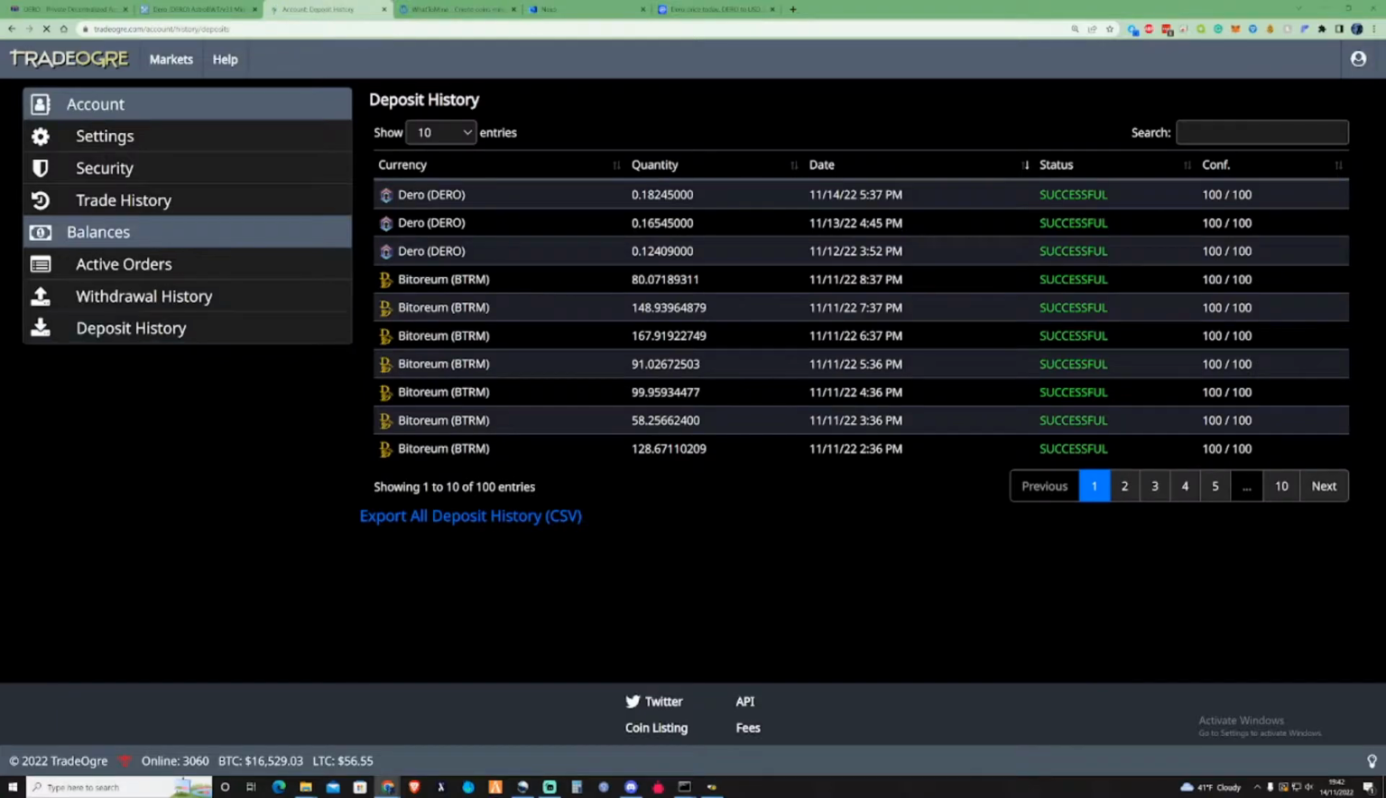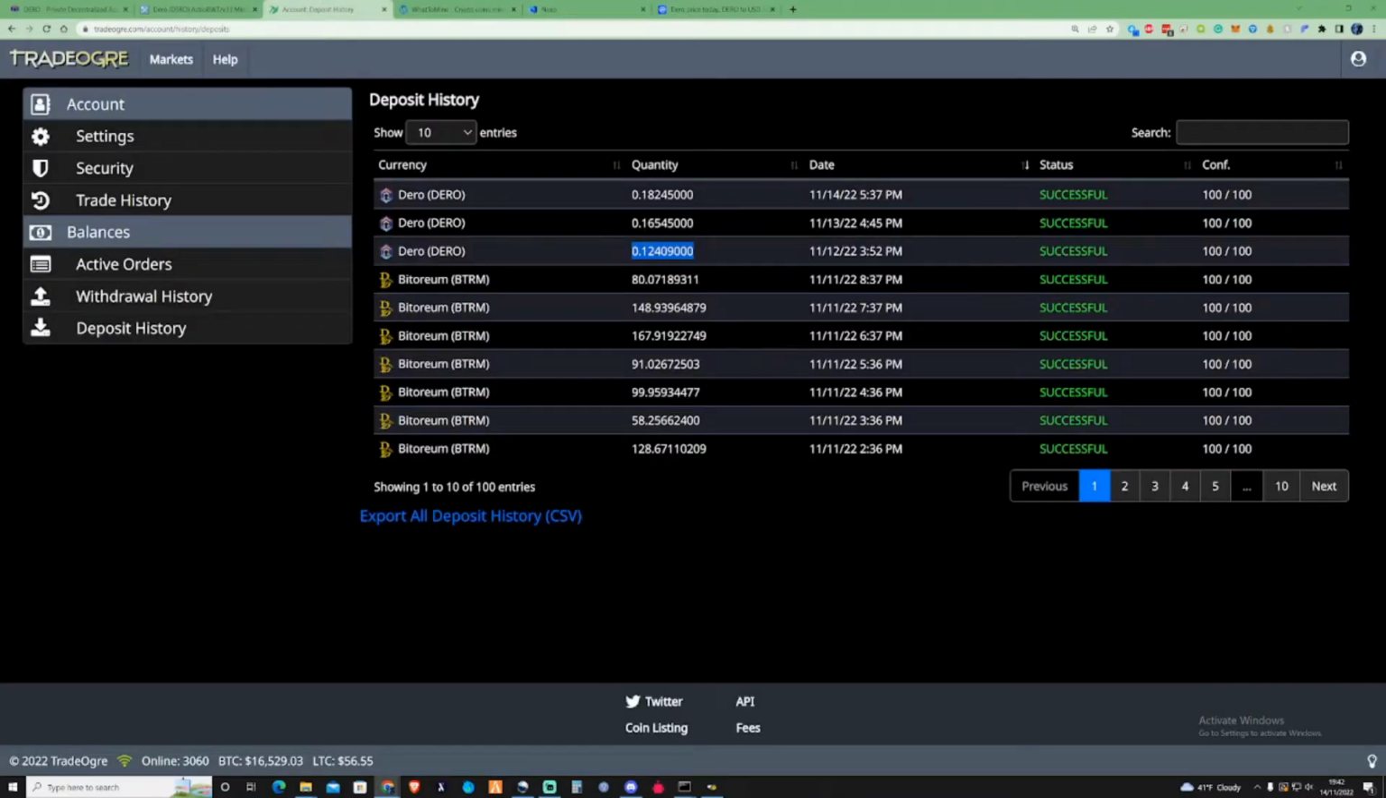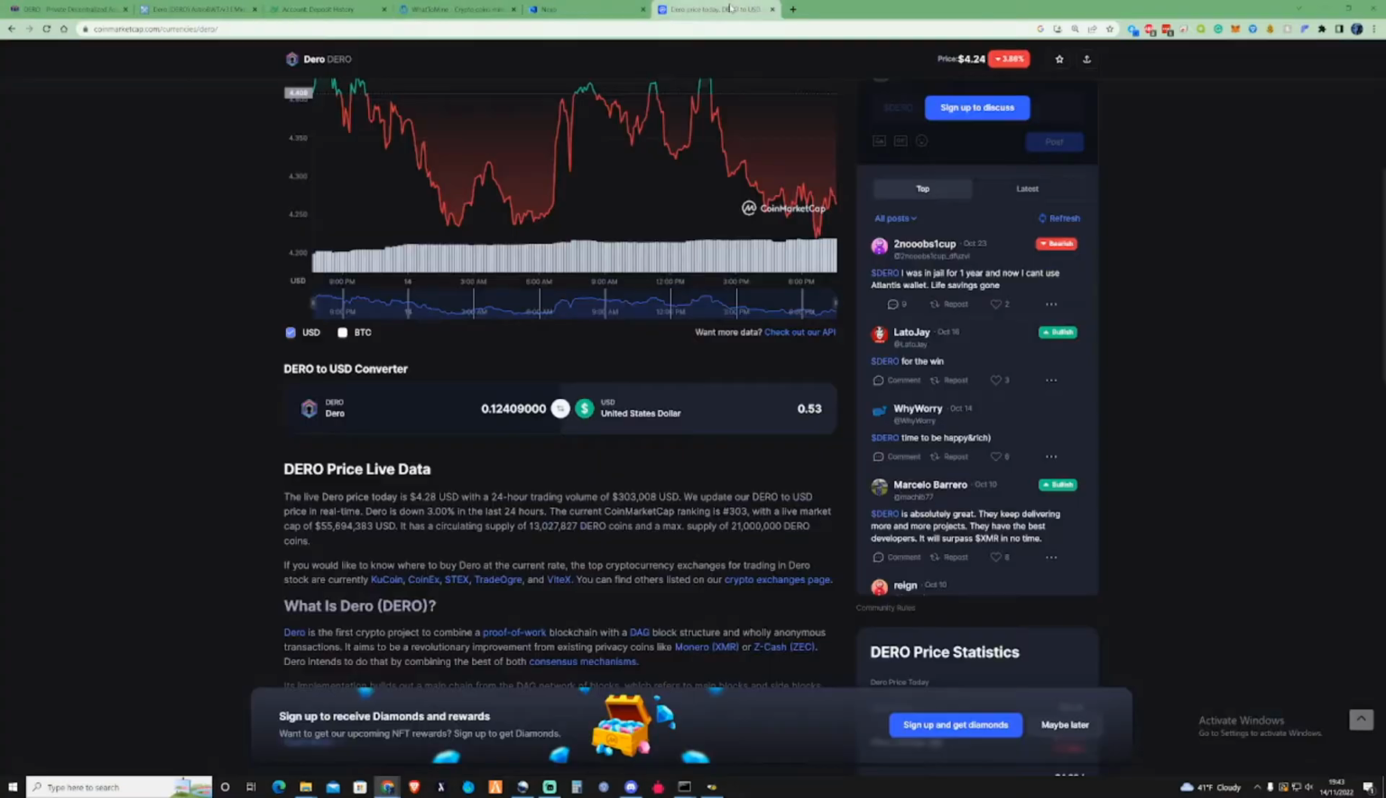Prior to this, I was doing a little bit of Bitorium, and within the first day of doing some Dero, I realized that it was a lot more profitable than my previous attempts with Bitorium. On the first day I got 53 cents, and then as you can see it just trickled itself up as the days have gone on.